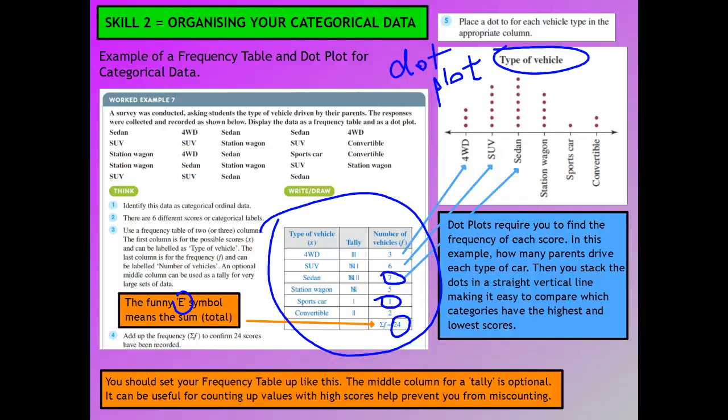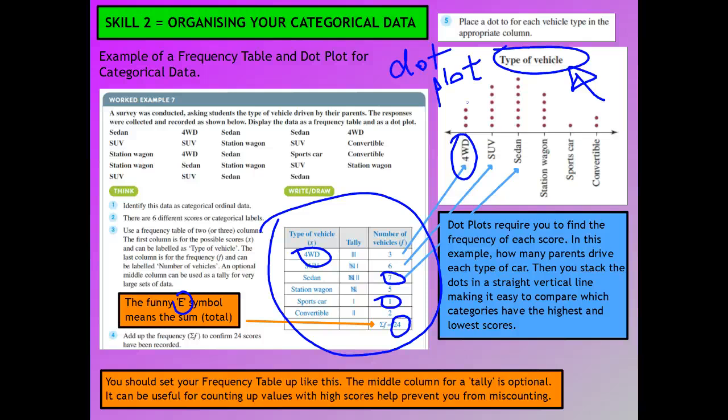The other type of way we can display our categorical data is with a dot plot. Over here you'll see we've got a heading for our dot plot, type of vehicle, and all of the results from our frequency table have been transferred across to this dot plot. So four-wheel drives are here, and we can also see them here. And there was 3 four-wheel drives. So all we've done is got 3 dots, one on top of the other. They're all stacked up vertically to give us a bit of a graph or a display of our data.